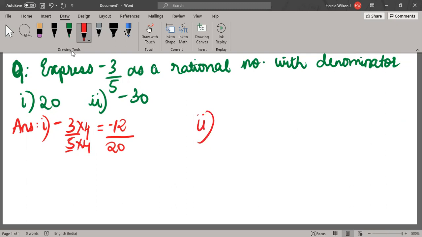Second question is: express -3/5 as a rational number with denominator -30. Here, so -3/5, denominator must be -30. Now, first of all, leave the sign part, leave this minus thing. Don't see this only. 30. Consider 30 first. 5 into what will give you 30? 5 into 6 will give you 30, no? Am I right? What do you think? Yeah, it is right. So 6 fives are 30.